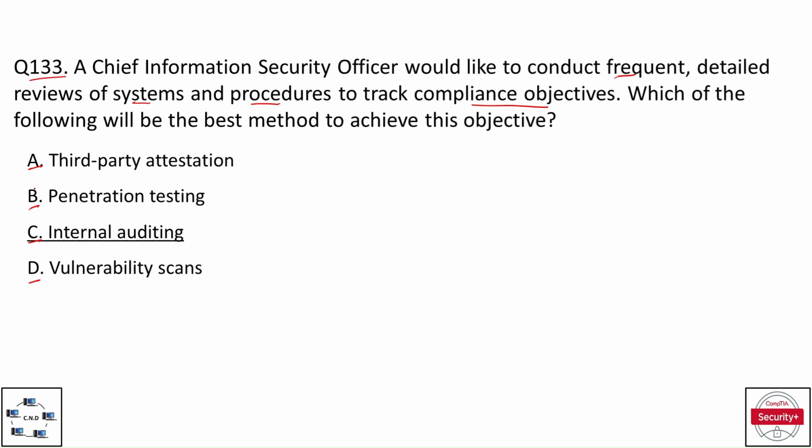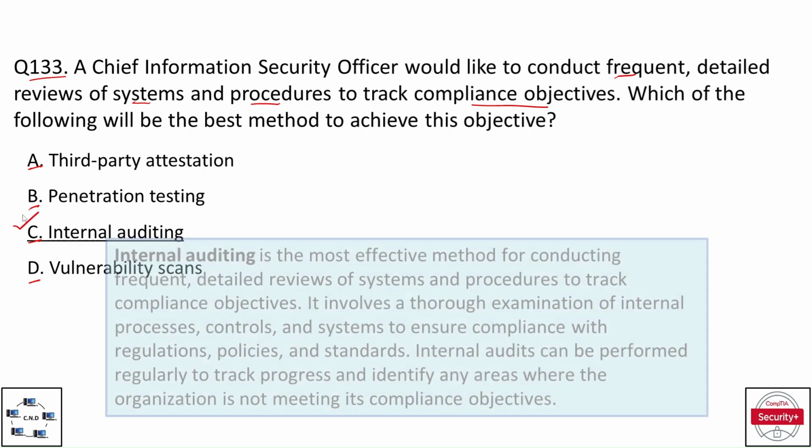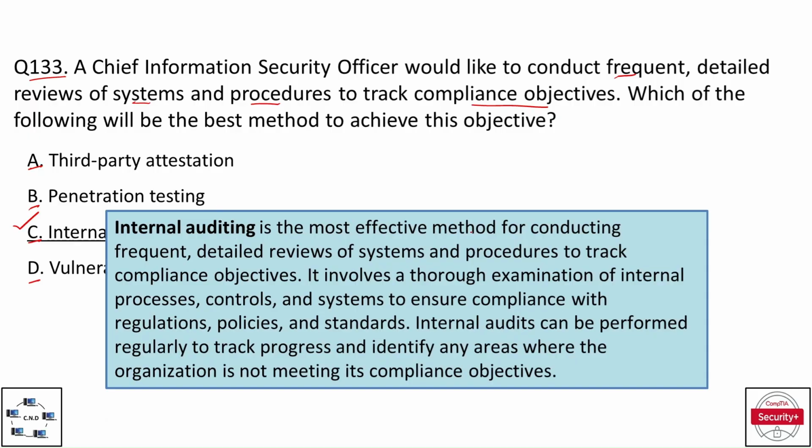And the correct option is option C, internal auditing. So internal auditing is the most effective method for conducting frequent detailed reviews of systems and procedures to track compliance objectives. It involves a thorough examination of internal processes, controls, and systems to ensure compliance with regulations, policies, and standards. Internal audits can be performed regularly to track progress and identify any areas where the organization is not meeting its compliance objectives.